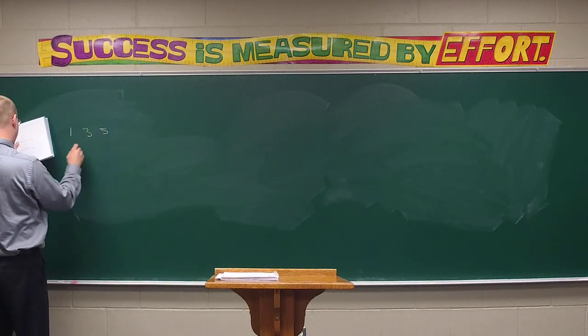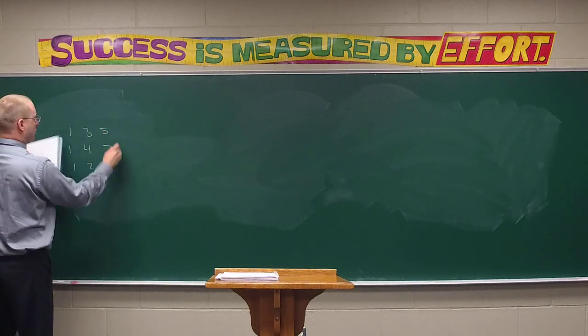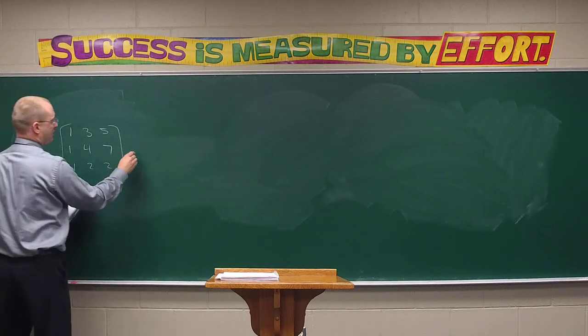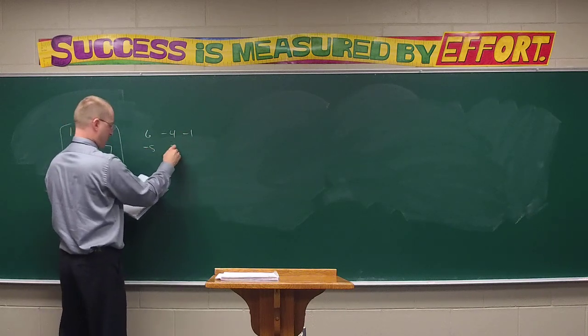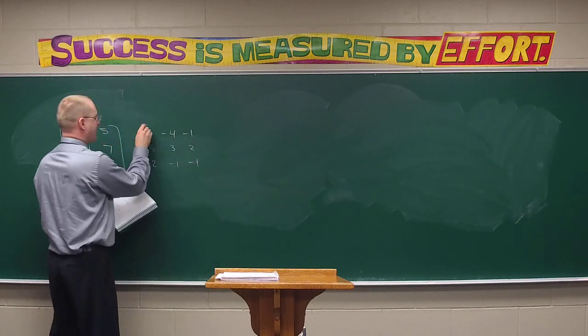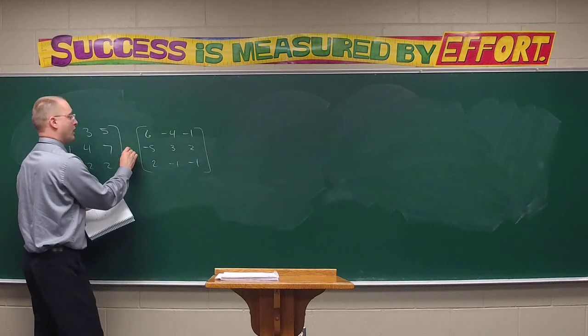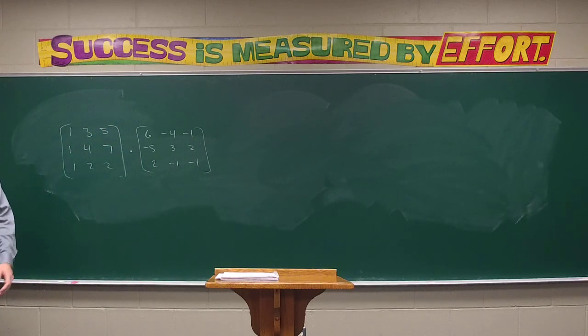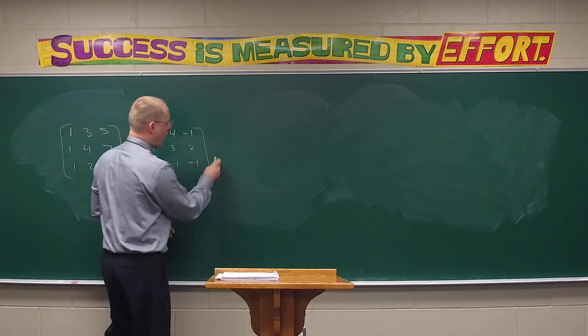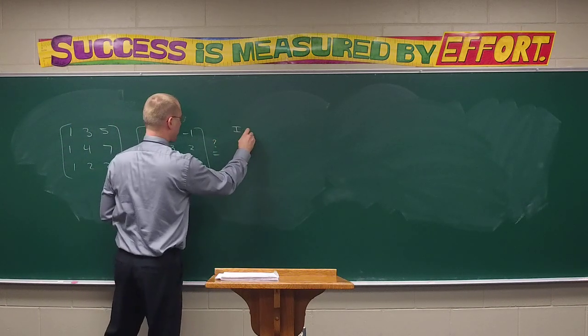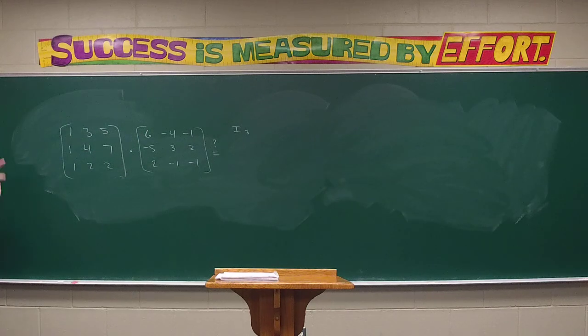So we have 1, 3, 5, 1, 4, 7, 1, 2, 2. And if 6, negative 4, negative 1, negative 5, 3, 2, 2, negative 1, negative 1 is the multiplicative inverse, then I would end up producing which matrix, class? The I3 identity matrix, right? It's a 3 by 3. It has to produce a 3 by 3. All identity matrices are square matrices. So the question is, when I multiply, do I get the I3 matrix?